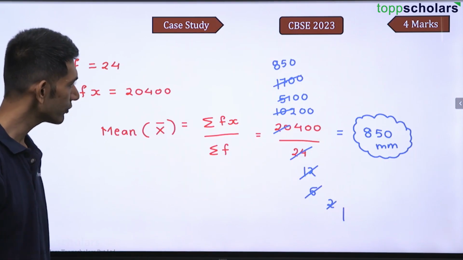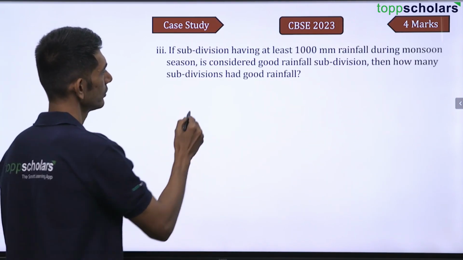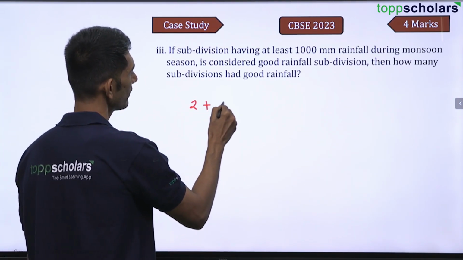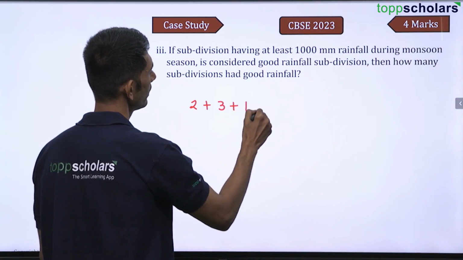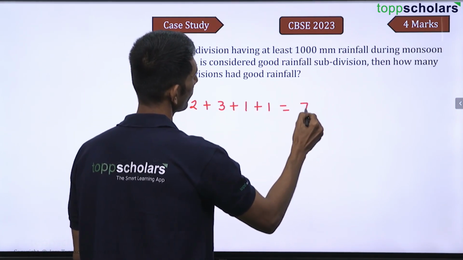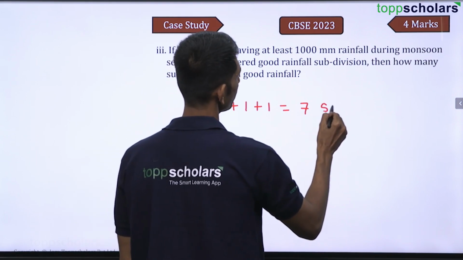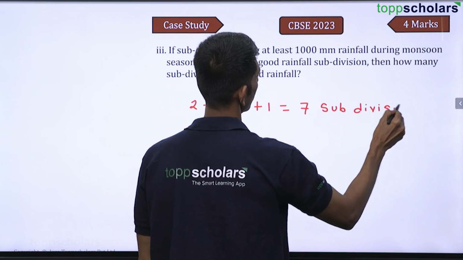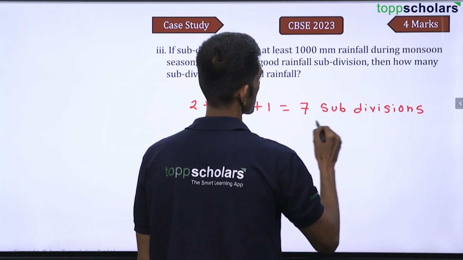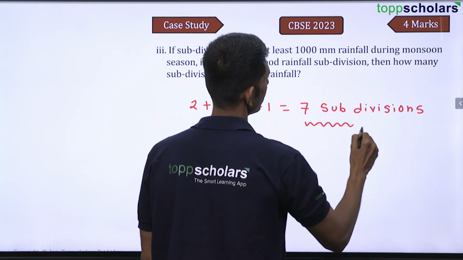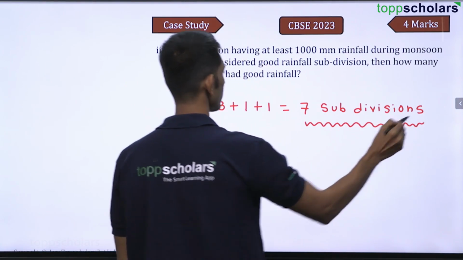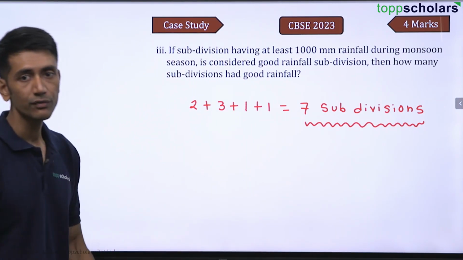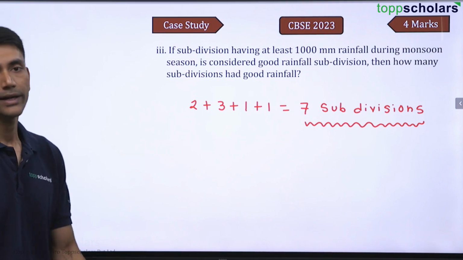Total how many subdivisions? So 2 plus 3 plus 1 plus 1. That is equal to 7 subdivisions. Seven subdivisions. So 7 subdivisions fall under the category of good rainfall.